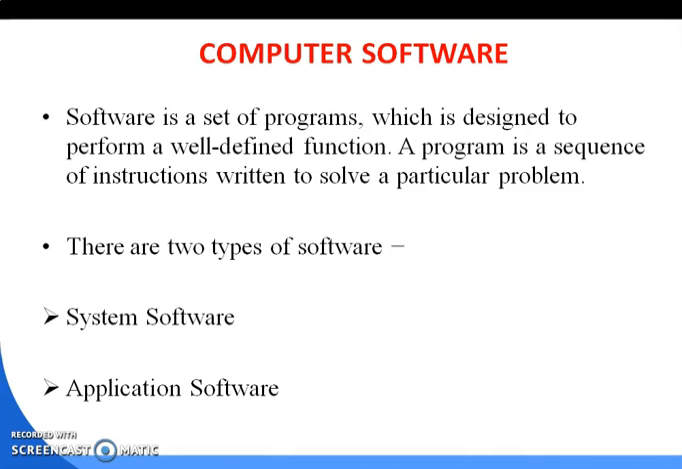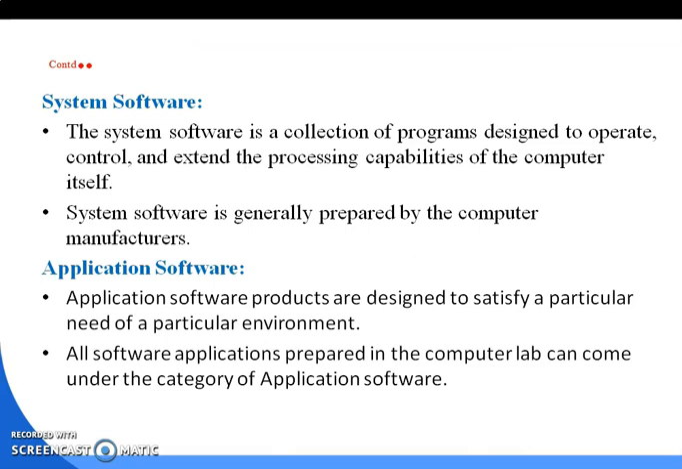The software is divided into two types. One is system software, another is application software. So what is system software? System software is a collection of programs designed to operate, control and extend the processing capabilities of the computer itself, and system software is generally prepared by the computer manufacturers. So it is general purpose software. Or you can say through the system software you can operate the computer.